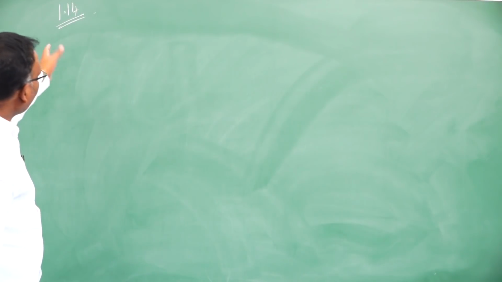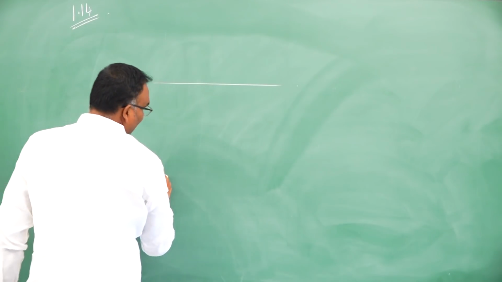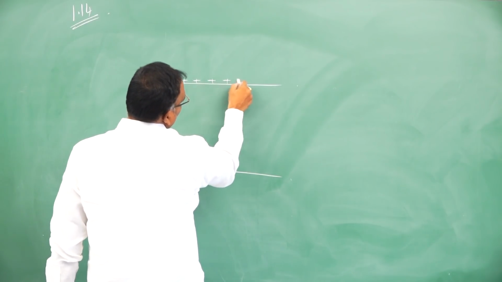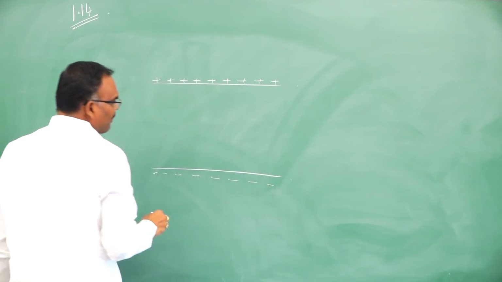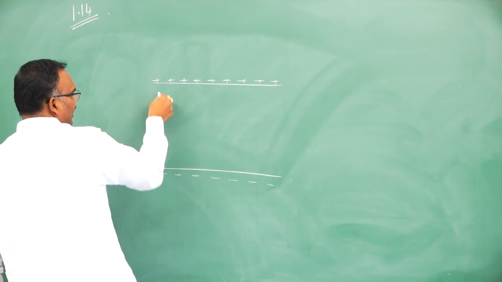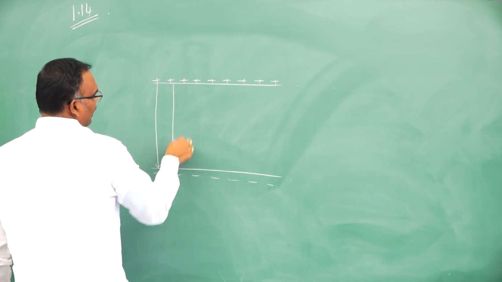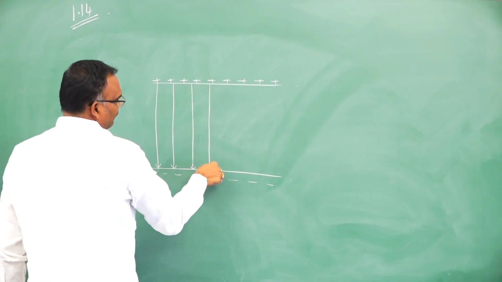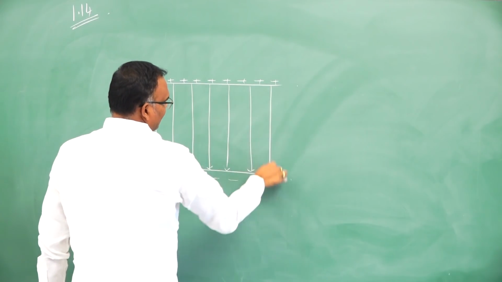Last problem, 1.14. If you see, here they have given two plates. Here the charge on this plate is positive, here the charge on this plate is negative. That means the electric field always begins on a positive charge and ends on a negative charge. That means it is a uniform electric field. This is very important. You have to realize the direction of the electric field. The electric field will be like this.